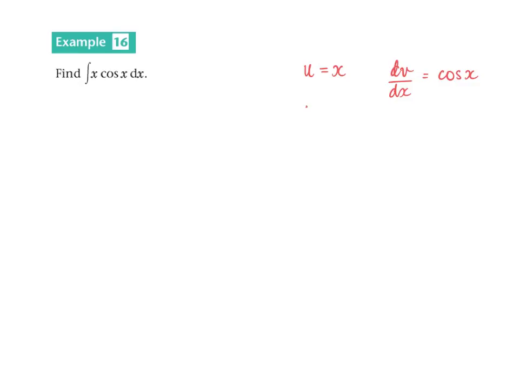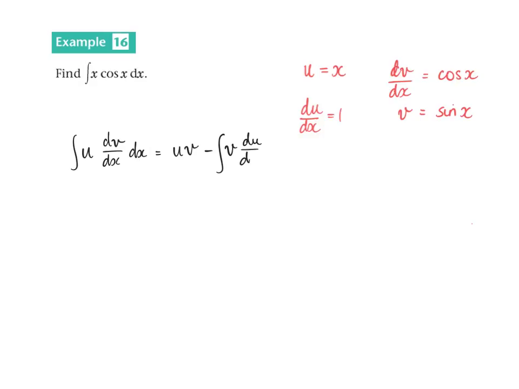So from our formula, we need du by dx, which is simply going to be 1, and if we integrate cos, we get sine. So that gives us the 4 components that we need for our integration by parts. We quote the formula, which is the integral of u dv by dx with respect to x is equal to u times v minus the integral of v du by dx with respect to x.